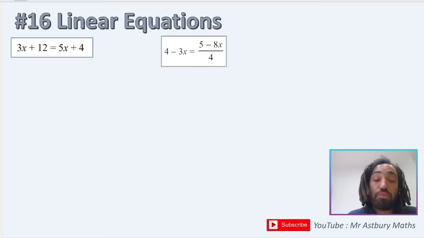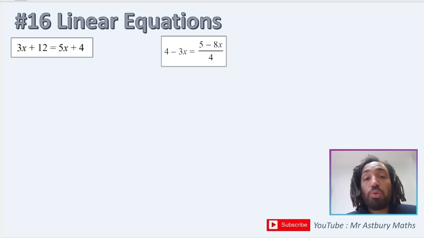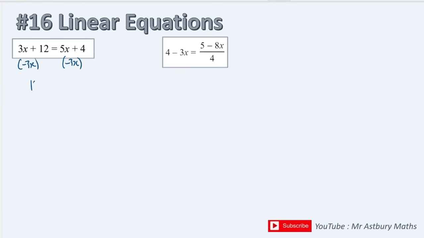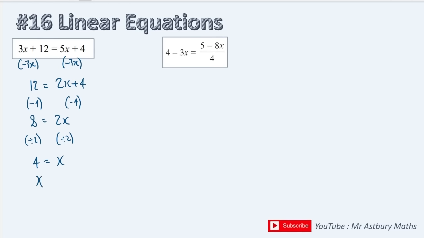Okay, top tip for a question where the variable occurs on both sides: always remove the smallest value of the variable first. Okay, let's do it. So the smallest value here is 3x, so I'm going to subtract that first from both sides. This is going to give me 12 on the left is equal to 2x plus 4. I'm then going to subtract 4 from both sides, and this is going to give me 8 is equal to 2x. I'm then going to divide through both sides by 2 to isolate the x, and I get 4 is equal to x, or x is equal to 4 if you prefer.